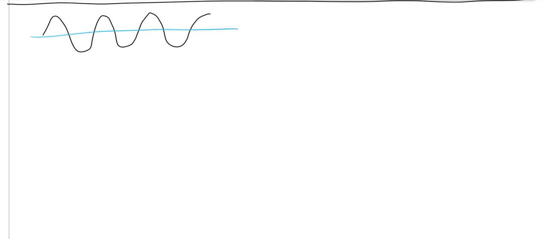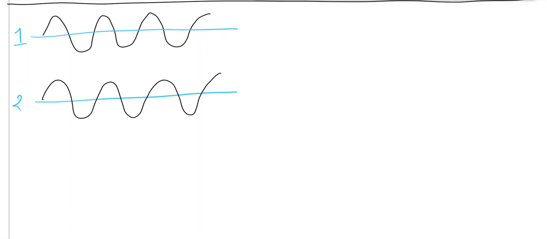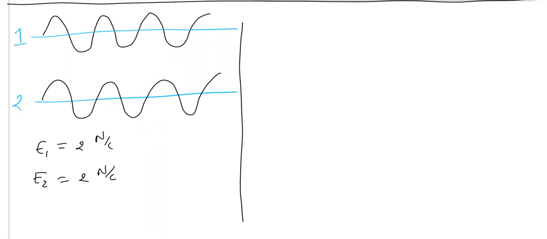Let us consider that in a given light wave, the electric field intensity is say 2 Newton per coulomb. Let me call it wave 1, and then we'll take wave 2 also of identical electric field intensity. So two identical waves we are talking about. What is the data? E1 is 2 Newton per coulomb and E2 is 2 Newton per coulomb. So what will be the resultant intensity if these two interfere constructively, if these two interfere destructively?